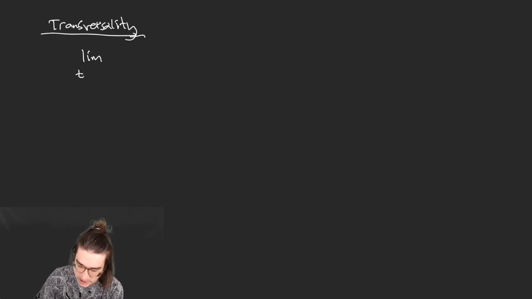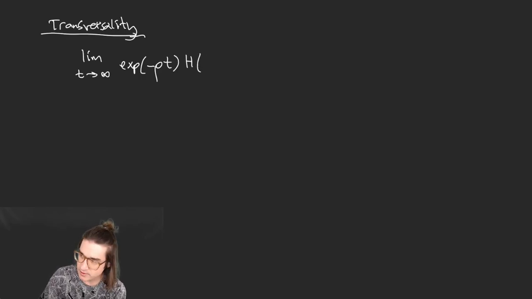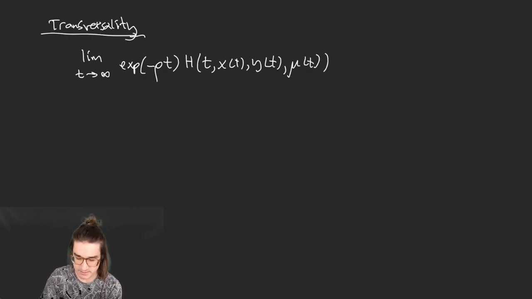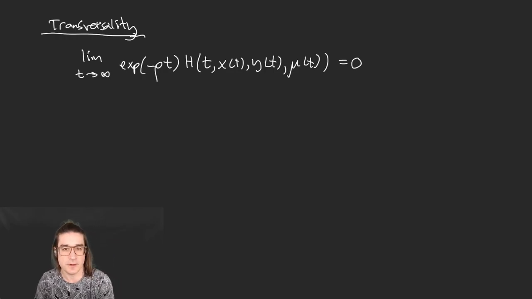In the general sense that we had written it before with x and y and f and g, it says that the limit as t goes to infinity of the discounted h of t, x_t, y_t, so just that h function, basically, should be equal to zero. So the discounted present value from the perspective of time t as t goes to infinity should be zero. So that's the base form.